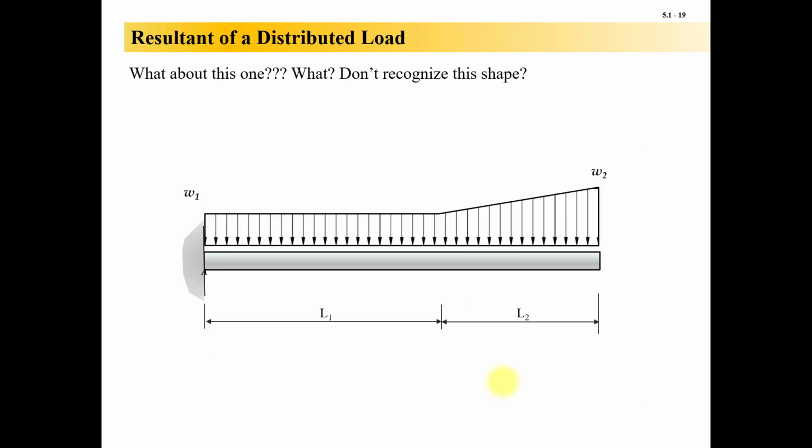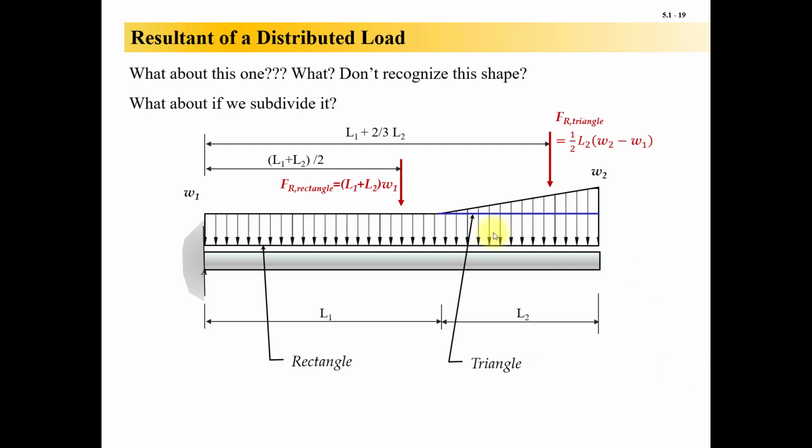What about this one though? I don't recognize that shape. I don't think you could find one like this. So, I mean, is that a loss? I don't know. I mean, what if we subdivide it and make it up into some more realistic shapes? Like perhaps a triangle and a rectangle. So we got a triangle up here now and a rectangle down here. And we can treat them separately and add their effects together.